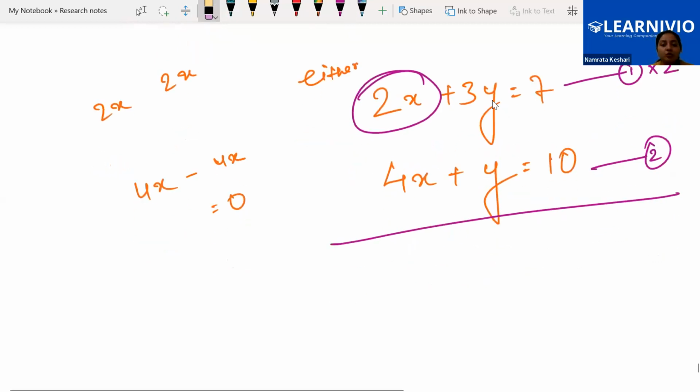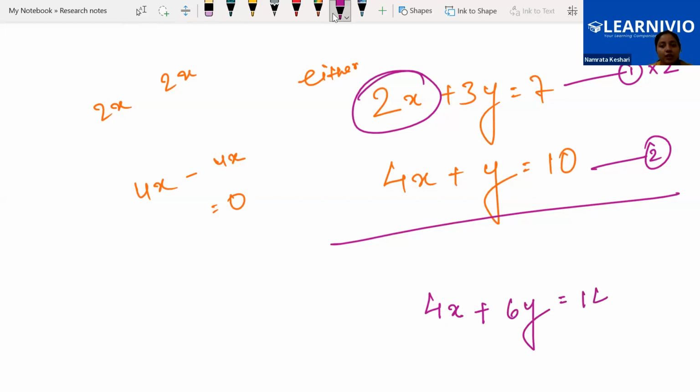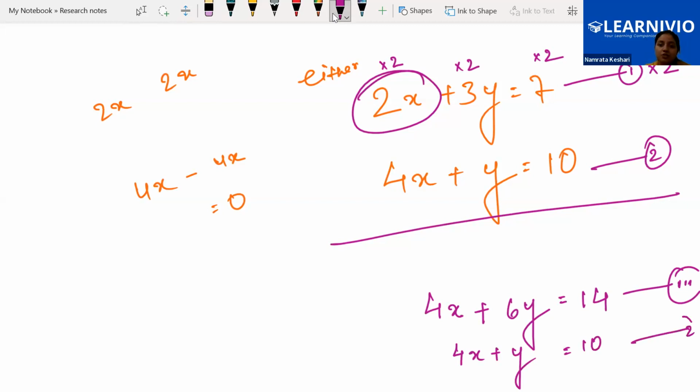So let's multiply equation 1 by 2. We will be having equation 1 became 4x plus 6y is equals to 14. This 2 we have to multiply with each and every term. Okay, Arya? Yes. This is our new equation 1, which can be named as equation 3. Okay. Equation 2 is still same, 4x plus y is equals to 10. This is equation number 2.